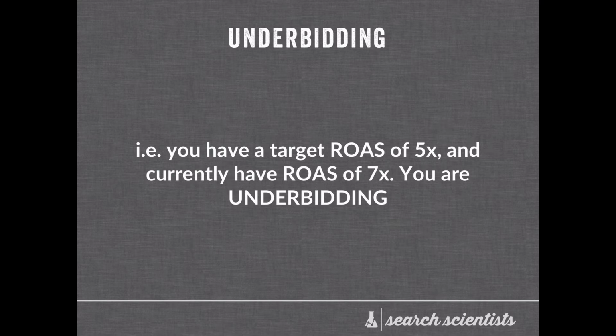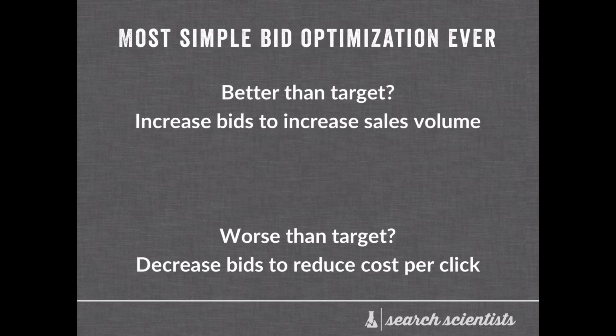And you may also be underbidding. This is where you have a return on ad spend target of 5x, but you currently have 7x. You are not bidding high enough. Let's actually talk about that.